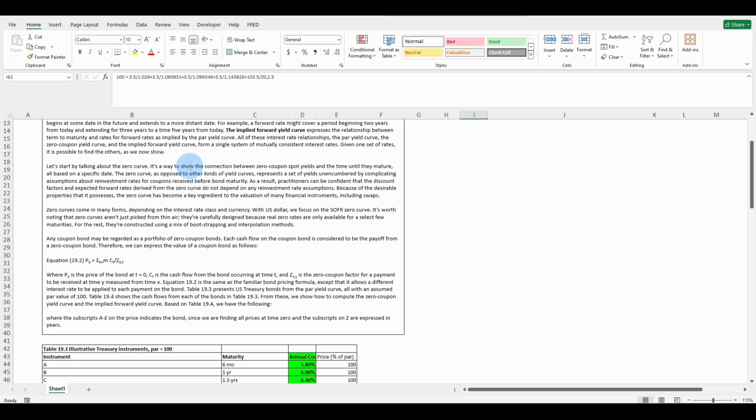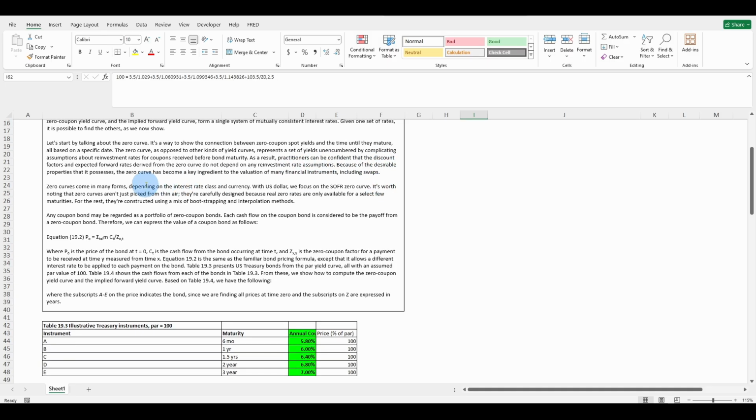It's a way to show the connection between zero coupon spot yields and the time until they mature, all based on a specified date. The zero curve, as opposed to other kinds of yield curves, represents a set of yields unencumbered by complicating assumptions about reinvestment rates for coupons received before bond maturity. As a result, practitioners can be confident that the discount factors and the expected forward rates derived from zero curves do not depend on any reinvestment rate assumptions. Because of the desirable properties that it possesses, the zero curve has become a key ingredient to the valuation of many financial instruments, including swaps.